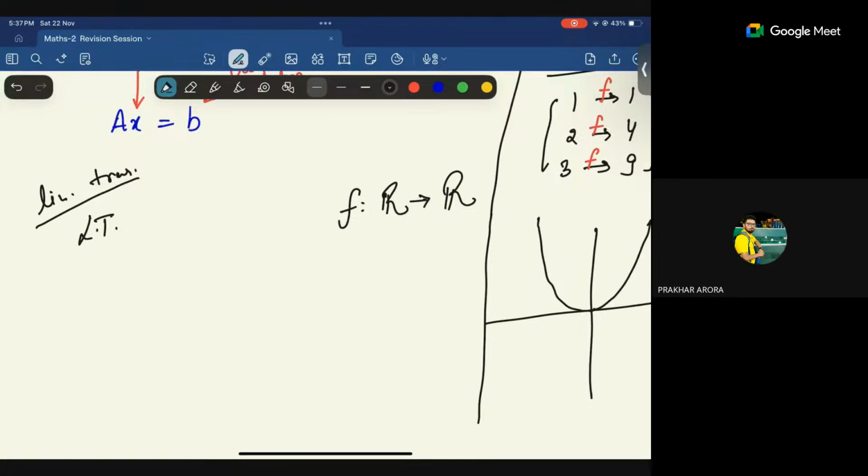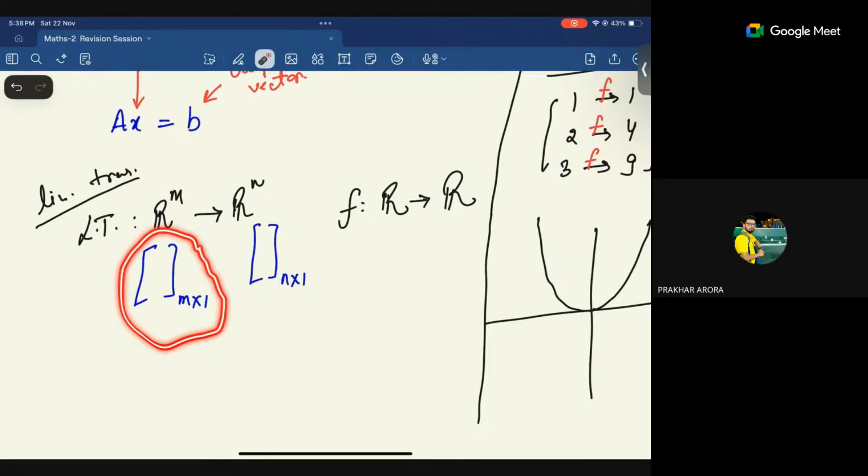Now how do we write linear transformations here? Linear transformations are written like this: Rm to Rn. What are Rm and Rn? Rm means a matrix of order m cross 1, and Rn means a matrix of order n cross 1. So the change is that these are vectors: this is an m-dimensional vector, this is an n-dimensional vector.